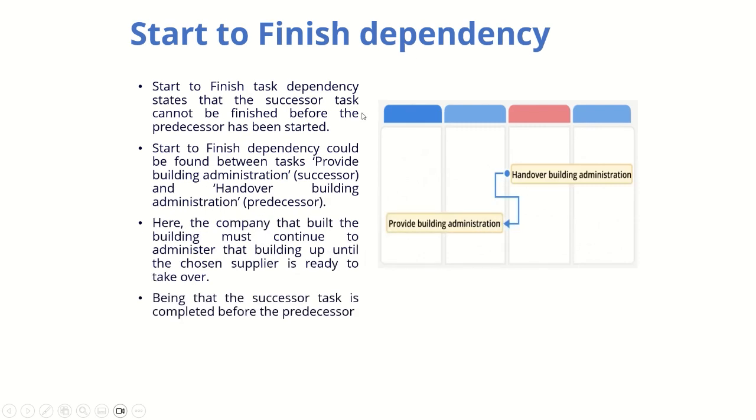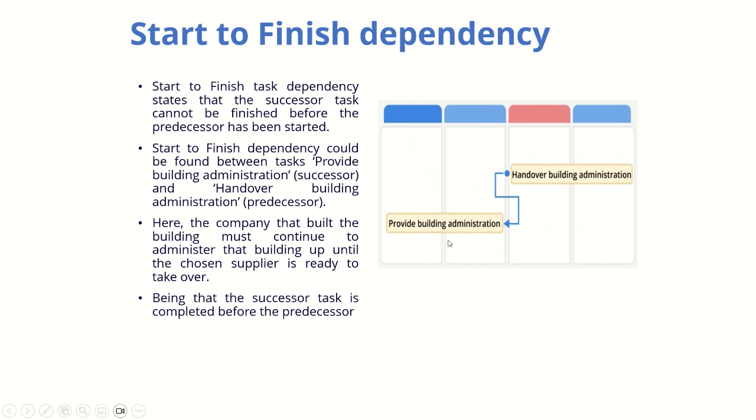Then comes the final one, which is supposed to be one of the most complicated ones to identify and understand. So start to finish is basically the dependency that states that the successor task cannot be finished before the predecessor has been started. So it comes in very rare situations as well. So start to finish dependency could be between, say, provide building administration and handover building administration, right? So this is the predecessor and this is the successor.